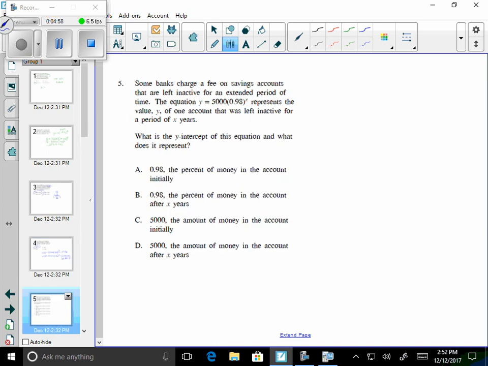The fifth one. Some banks charge a fee on a savings account that is left inactive. The equation y equals 5,000 times 0.98 to the x represents the value y of an account after being left inactive for x years. What's the y-intercept? This equation should be, again, because it's a minus, less than 1. What's popping into your head?